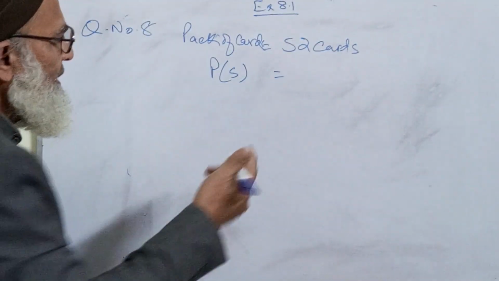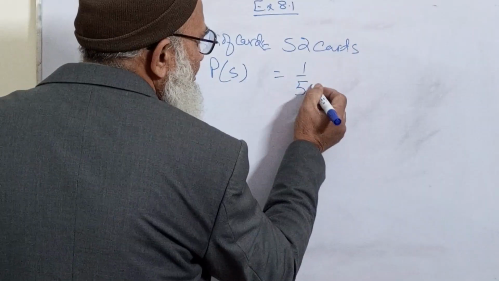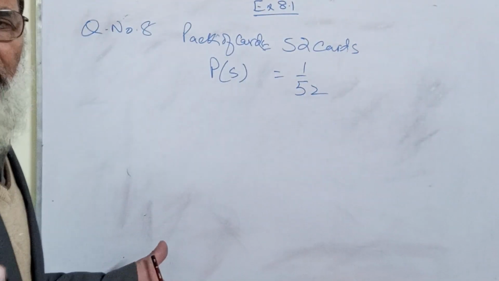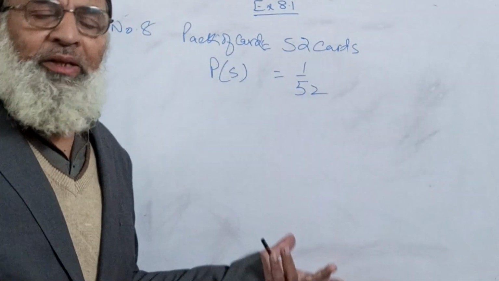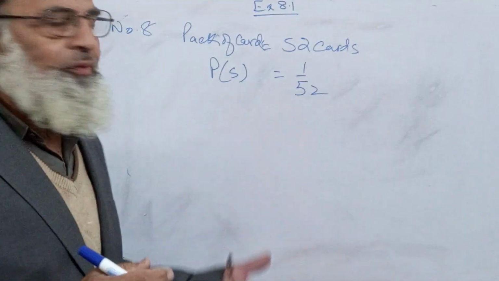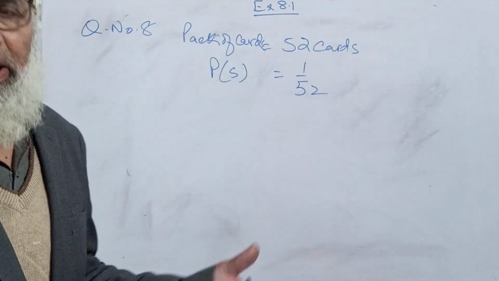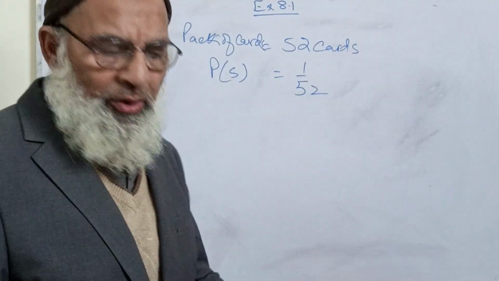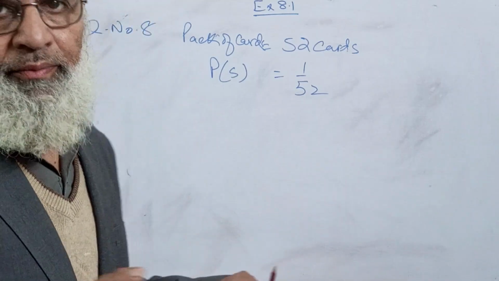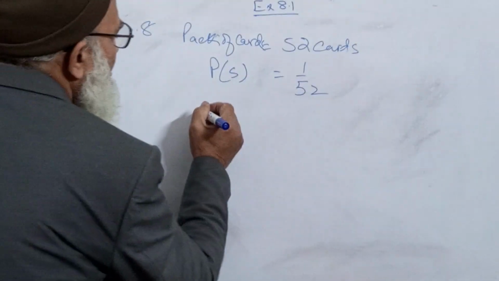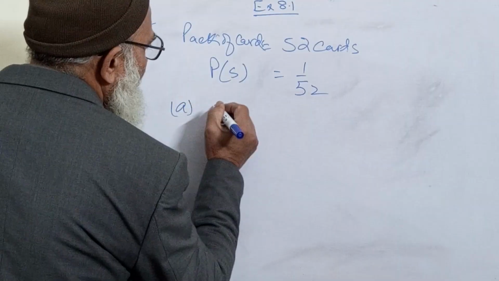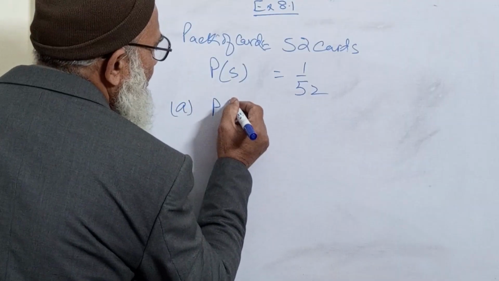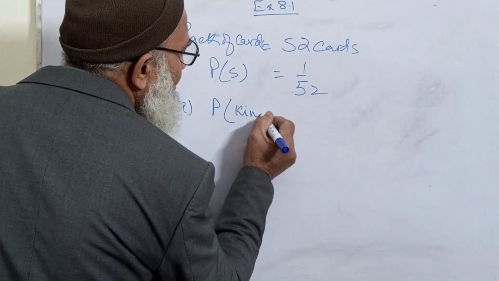Single card means the probability is 1 by 52, and that 1 by 52 can be any card. Now, what is the probability? Question A is: what is the probability that the card is a king?